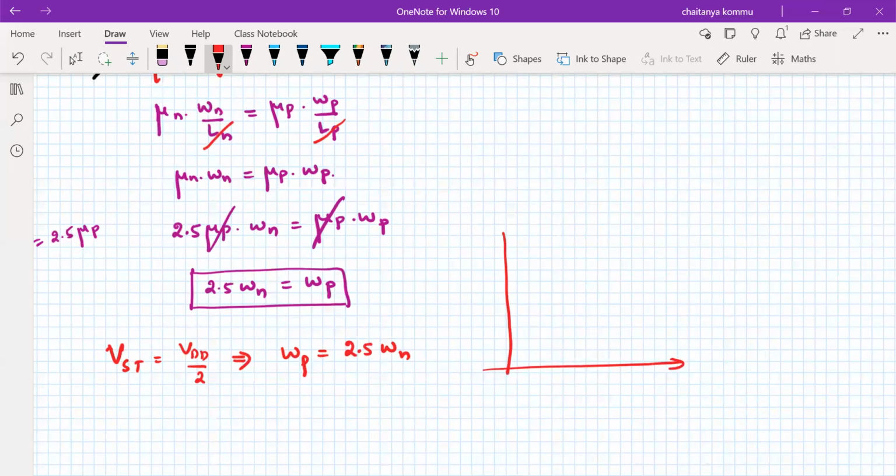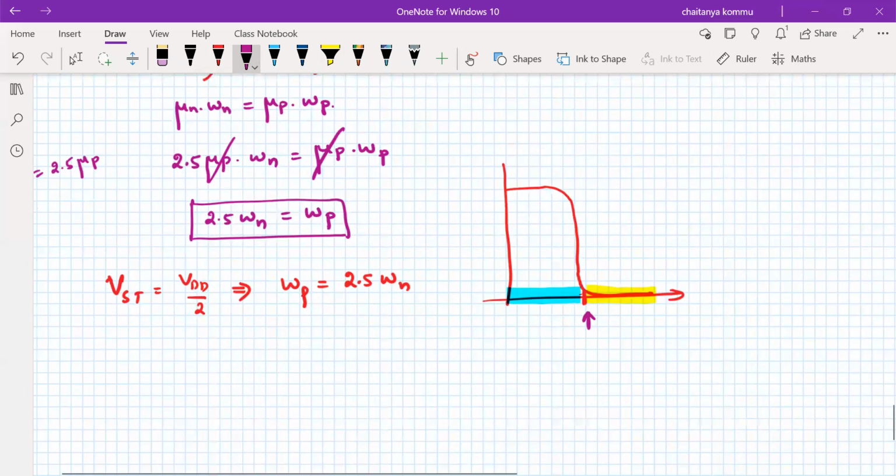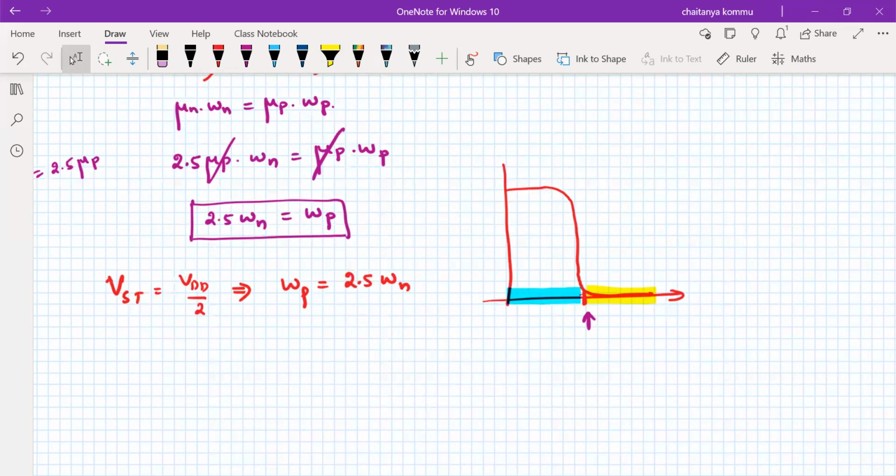Because if the trip point is in the middle, for example, then there are equal margins for the logic low value as well as for the logic high values. Equal margins and a symmetrical operation. That exactly we get at VDD by 2. Symmetrical operation means that the inverter gives as much availability for logic 0 as it gives for logic high. For that, we have to maintain Wp equal to 2.5 times Wn.